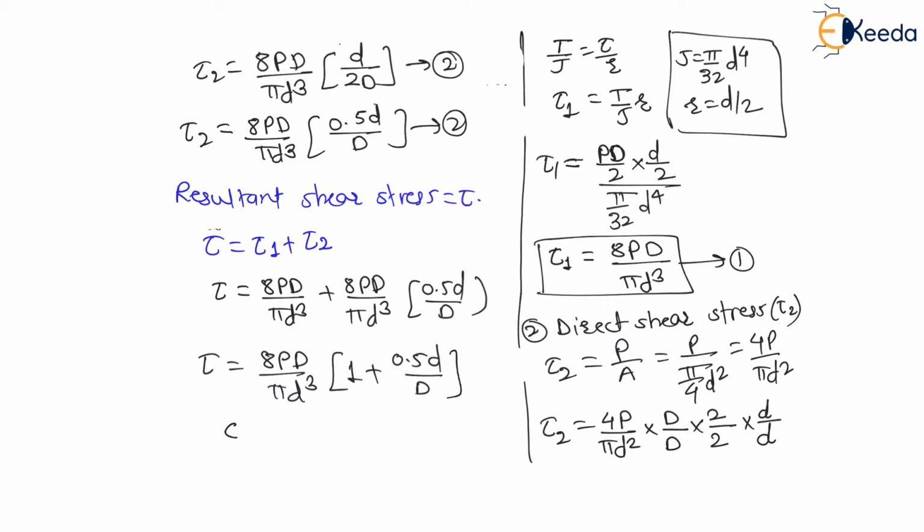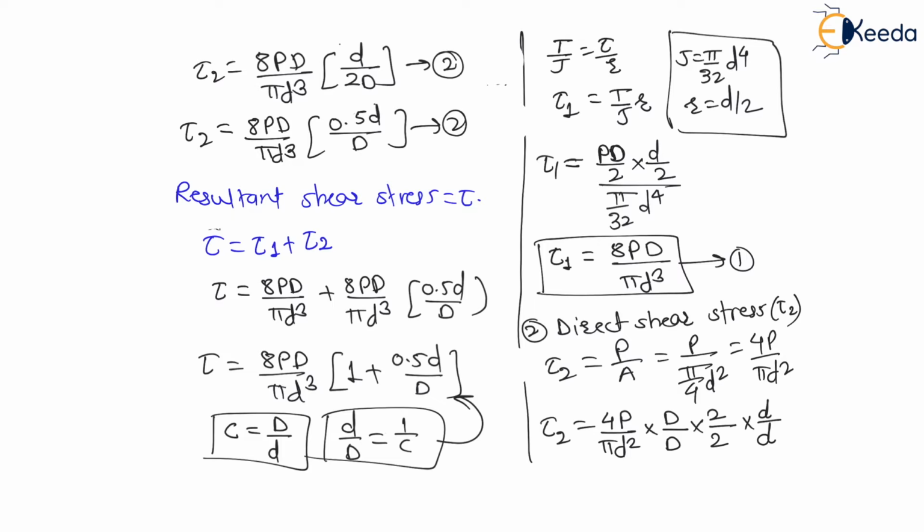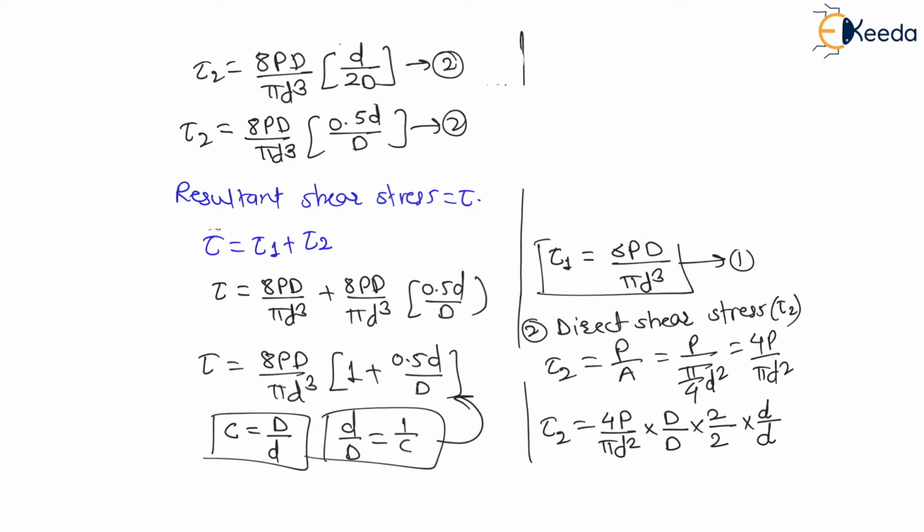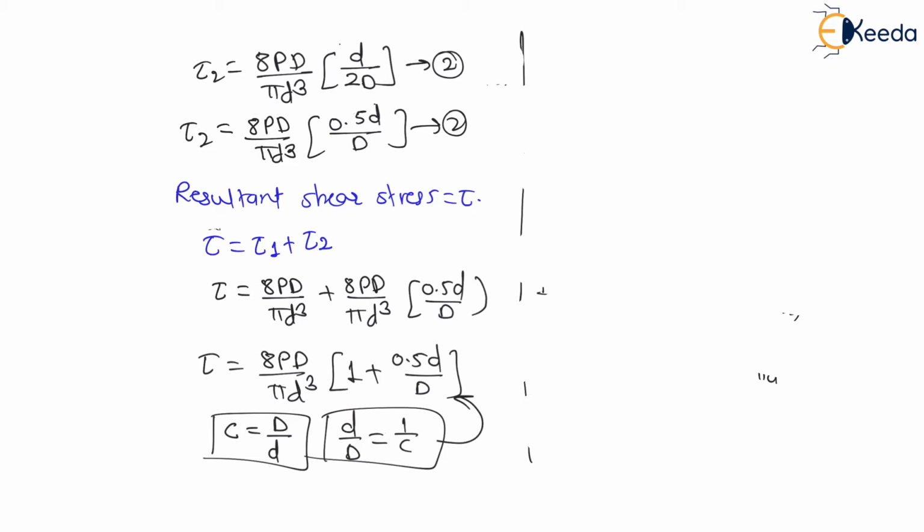And we know that the spring index is nothing but mean coil diameter divided by wire diameter. Therefore, small d divided by capital D is equal to 1 upon spring index. So let us put 1 upon spring index here. So my dear students, the resultant shear stress, which is the resultant of torsional shear stress and direct shear stress, is tau equal to 8PD divided by pi small d cube into 1 plus 0.5 divided by C.